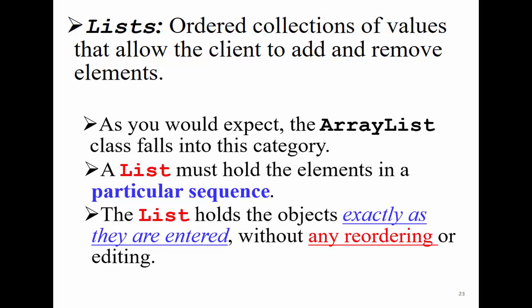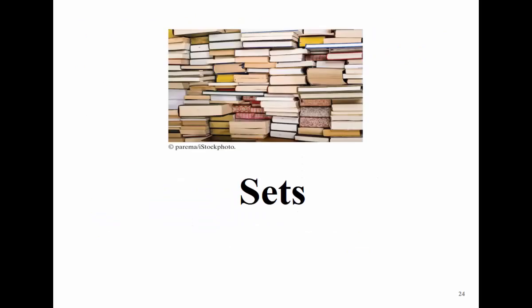As expected, ArrayList falls within this category. A list must hold elements in a particular sequence. You cannot switch elements inside the list, but let us see more. You can do something by calling some other methods. A list holds objects exactly as they are entered, without any reordering or editing inside it. So by default, if you don't intervene, as an object is added to the list, you always add it at the end of the list. Okay? You always add to the end of the list.